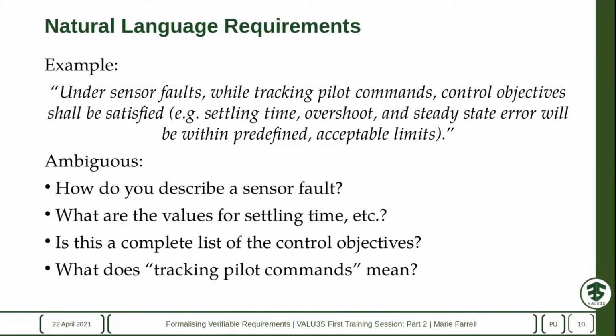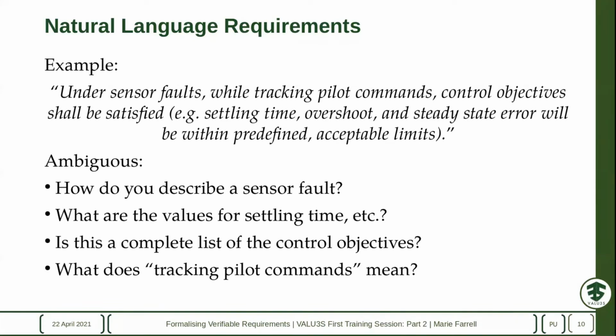Now, although this requirement is useful, it tells us something about the system. It is not very easy to verify in the form that it currently is in. Because, for example, it doesn't describe what it means for a sensor fault to occur. Of course, an engineer will know what that means. But when it comes to verifying the system, we need to write these properties down in a way that's traceable, rather than letting someone use their intuition when they're given this requirement, so that it can be properly documented. It also doesn't tell us things like what the values for settling time or the overshoot are.